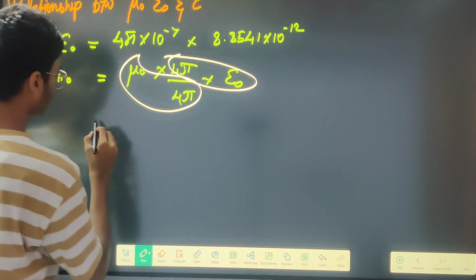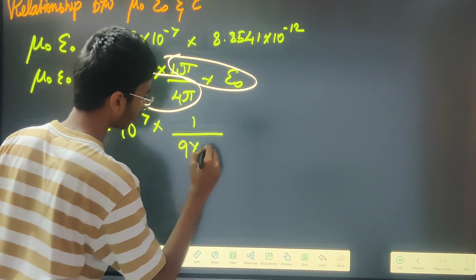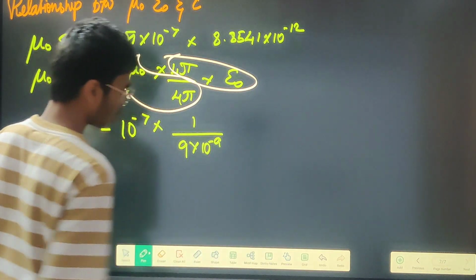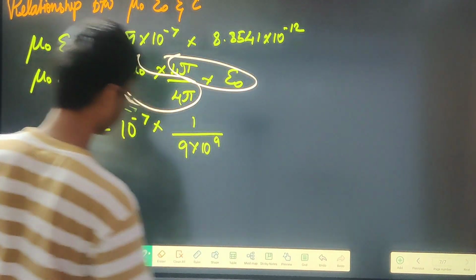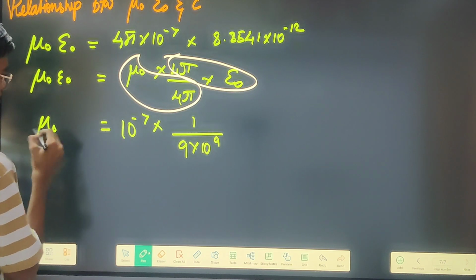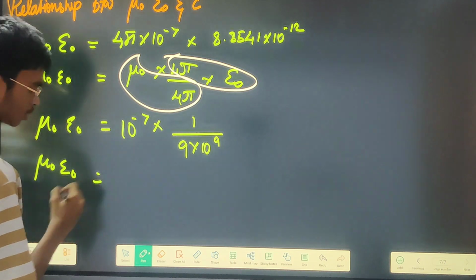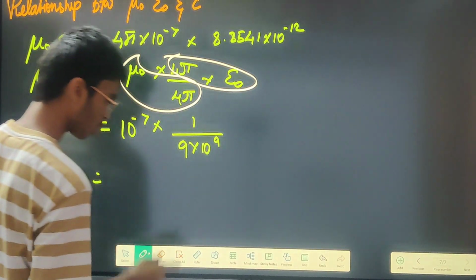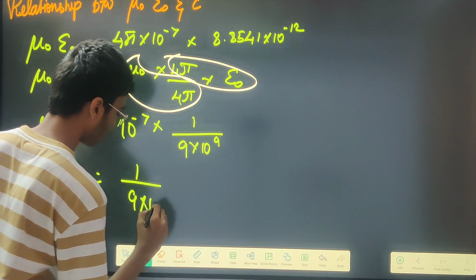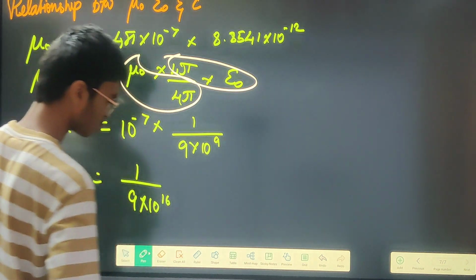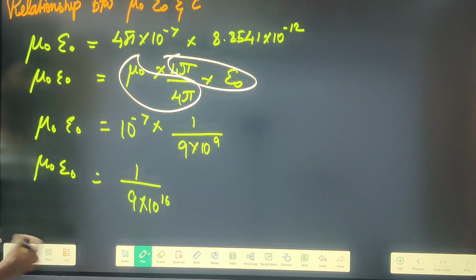So this k is equal to 10 to the power of minus 7, and this k is equal to 1 by 9 into 10 to the power of plus 9. Correct now? Mu naught into epsilon naught is equal to, now this total term can go to the denominator, then that will be 9 into 10 to the power of 16. I know my handwriting is very awful.